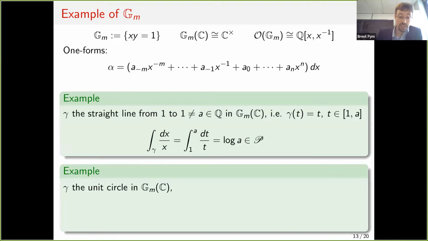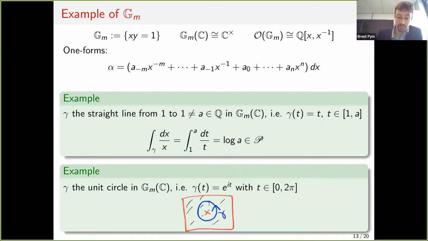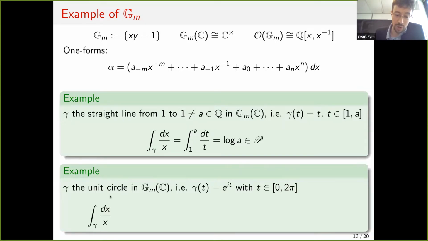Another example, we could take the unit circle instead. So the unit circle wraps once around this puncture, and we can parameterize it using the complex exponential. Gamma of t is e to the it, where t goes from 0 to 2 pi. So if you've seen complex analysis, you probably know how to evaluate the integral of dx over x over gamma.